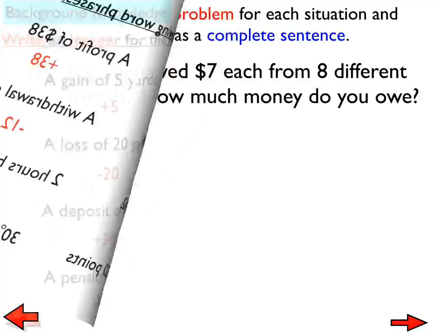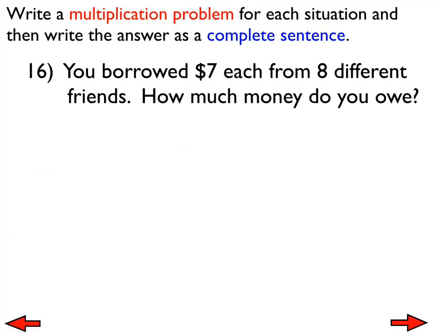All right, so let's go to number 16. What we want to do is write these as a multiplication problem, answer that multiplication problem, and then actually answer the problem as a complete sentence. So we're going to do this one together, and then I'll have you do number 17 and 18. Borrowing.